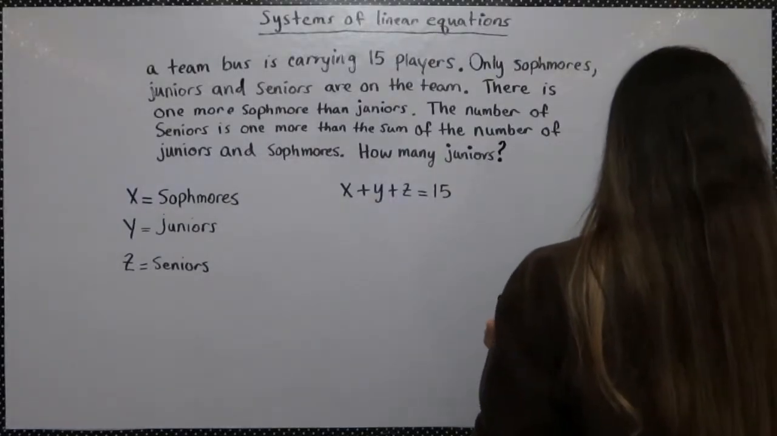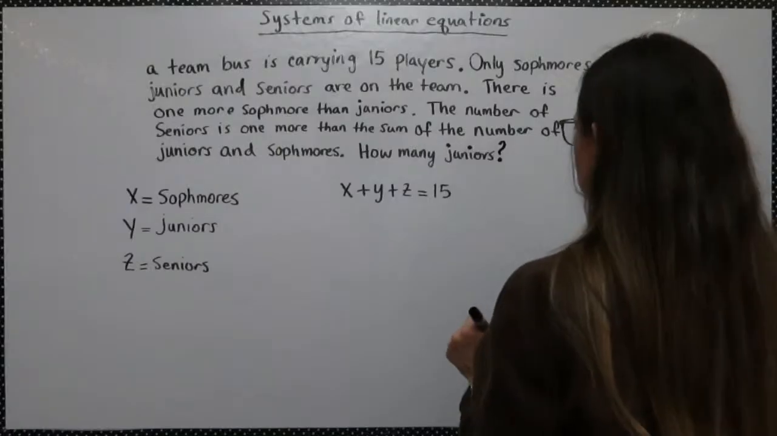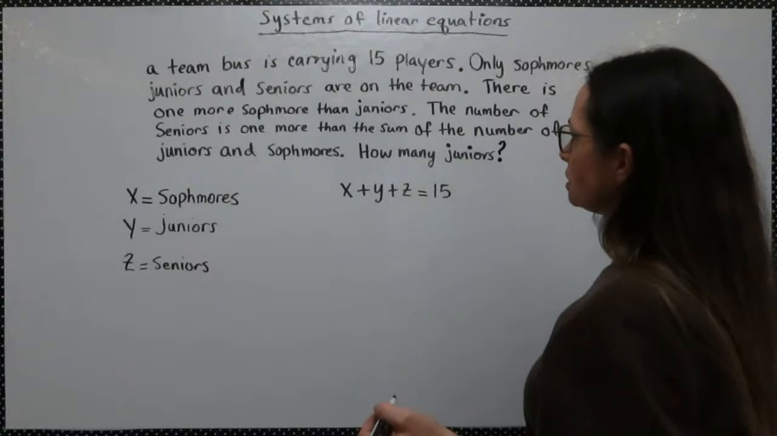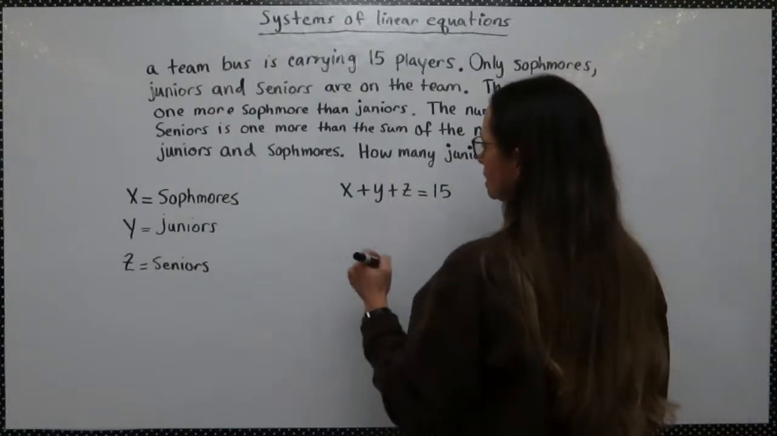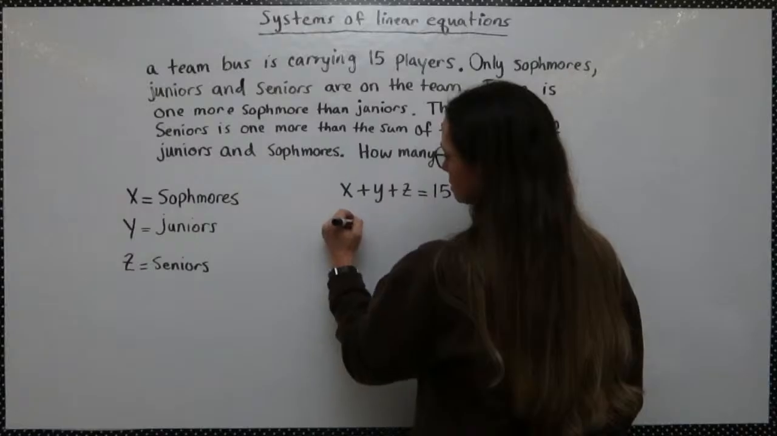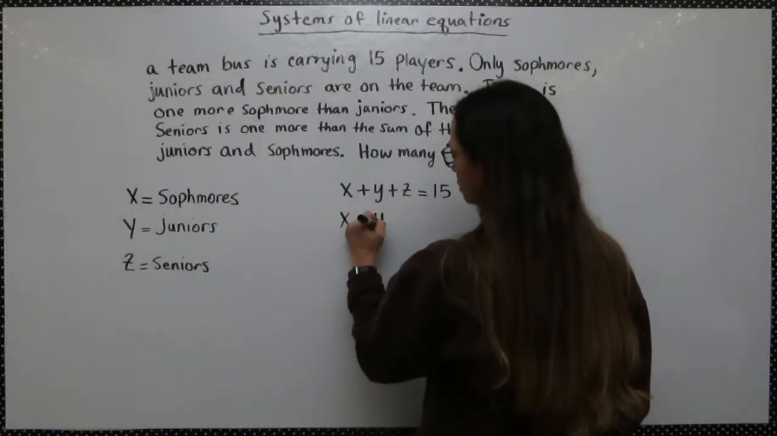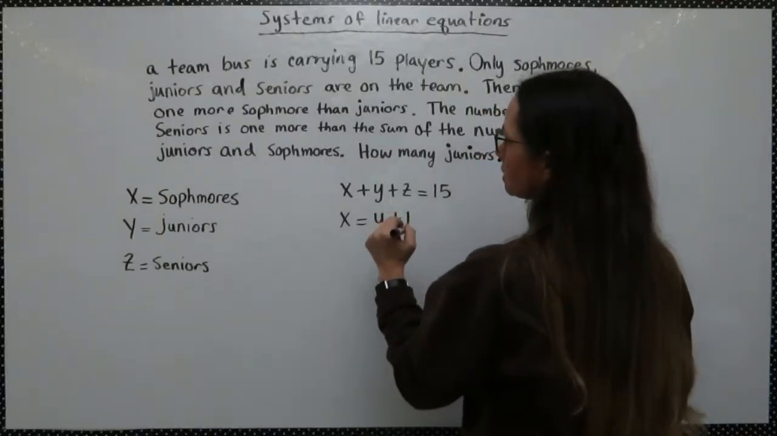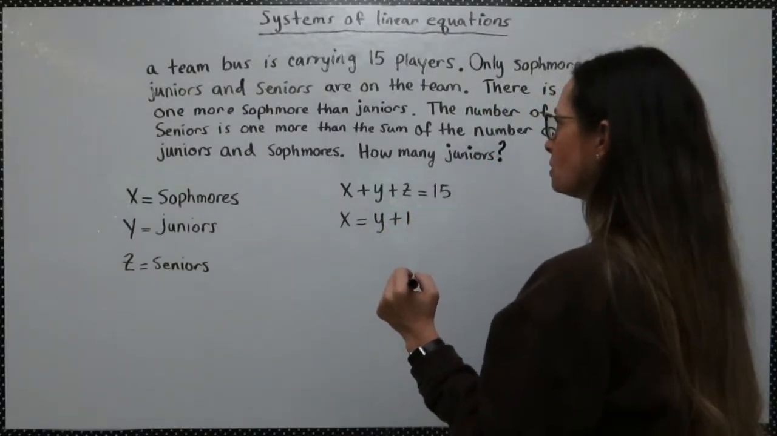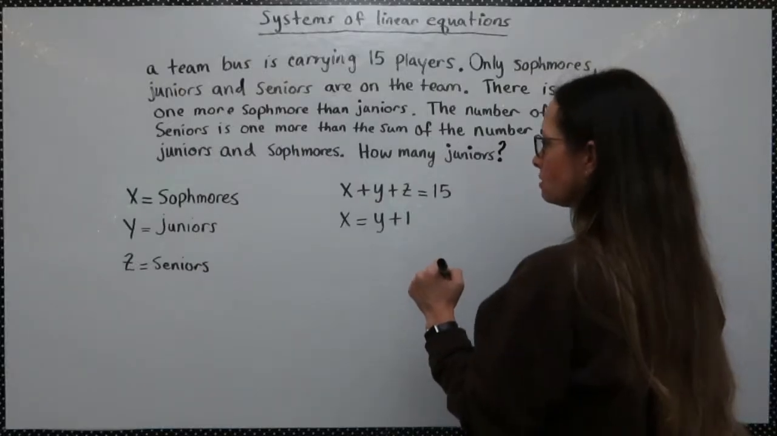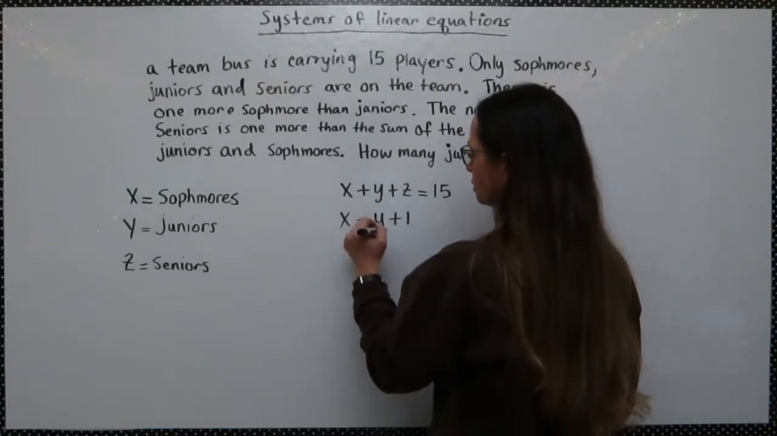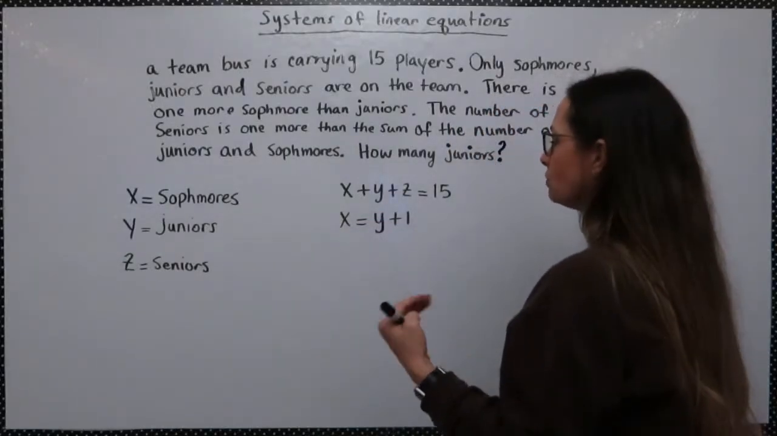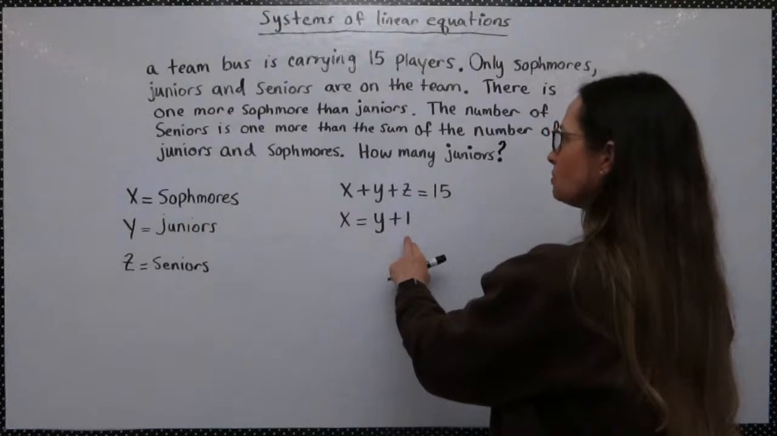And it says there is one more sophomore than juniors. So there's more sophomores than juniors. Then I can say that x equals the number of juniors plus 1, because it says there's one more sophomore than juniors. So I know that means the number of sophomores will be bigger. So it's the number of juniors plus 1.